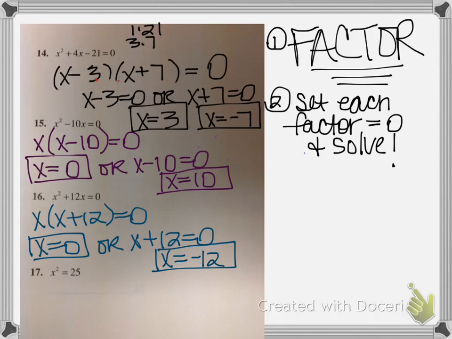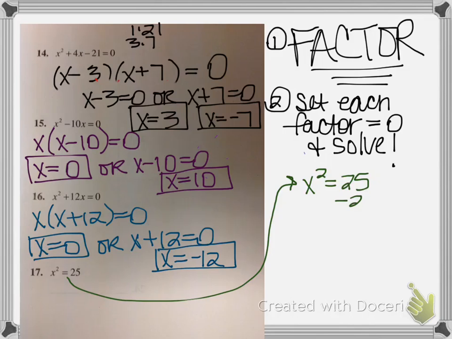But look at this last one. It looks a little bit different. We'll move it over here so we can see it a little bit better. x squared equals 25. Well, in order to use the zero product property, I have to have it equal to 0. Not a problem. Let's just make it equal to 0 by subtracting 25 from both sides. That's going to leave me x squared minus 25 equals 0.